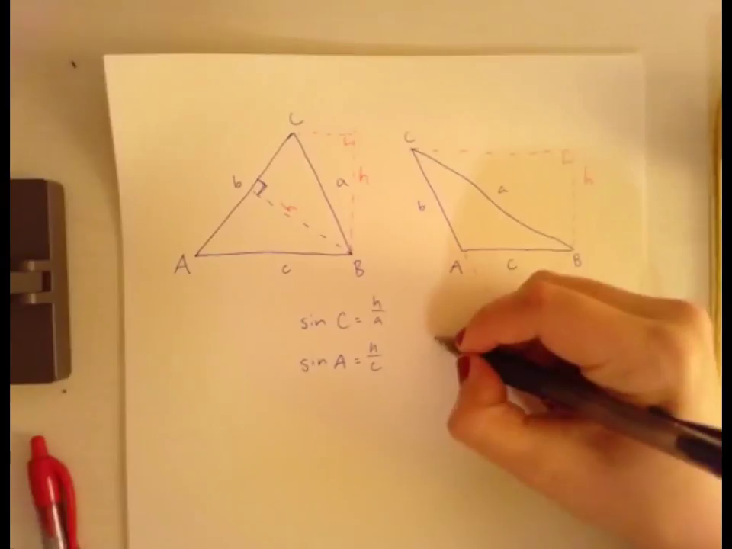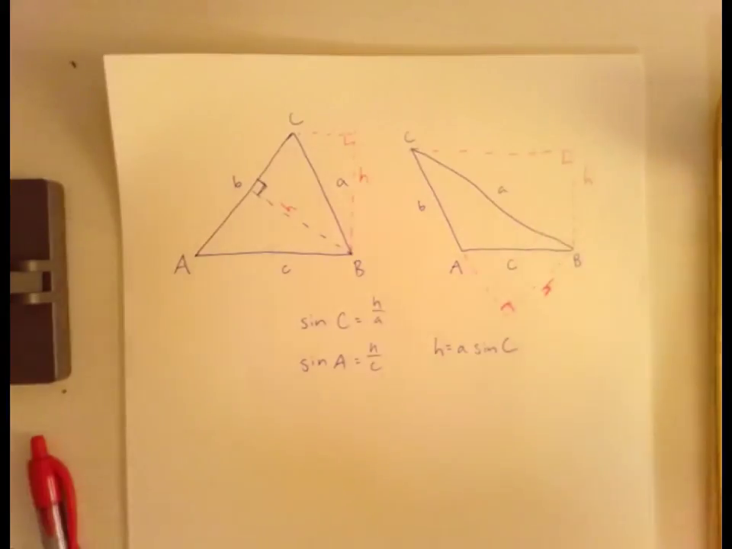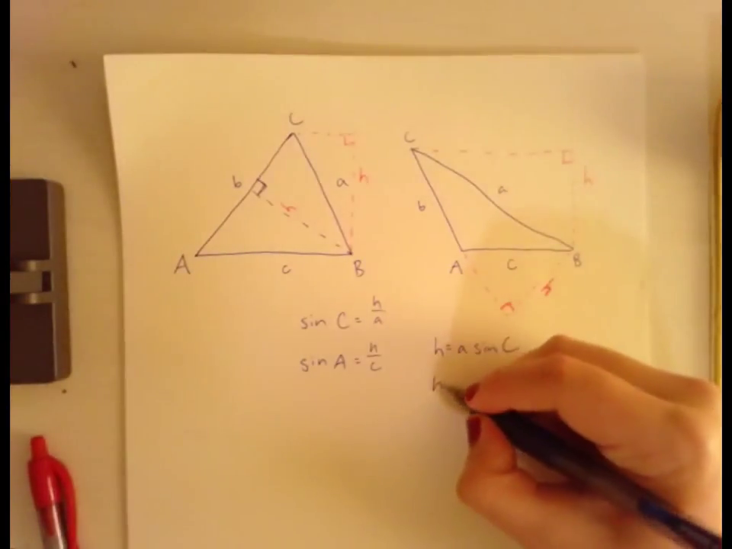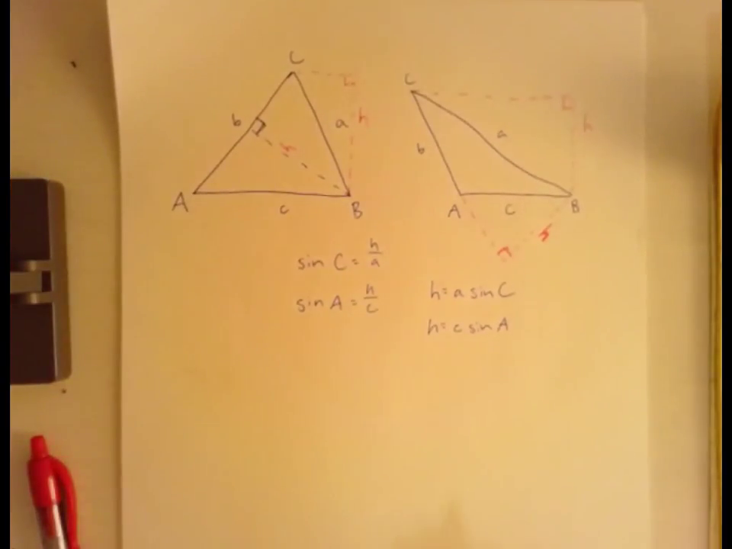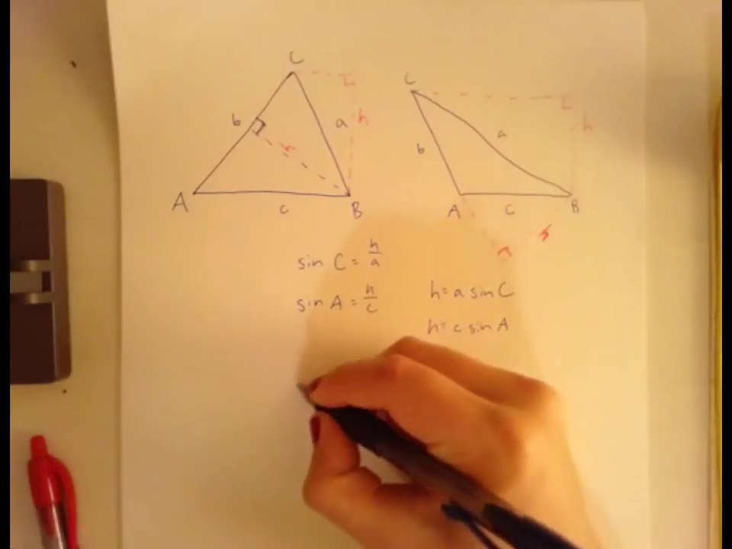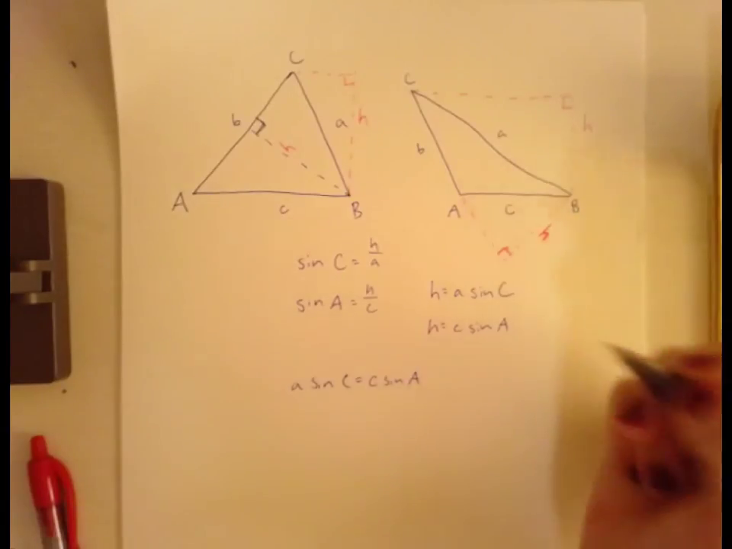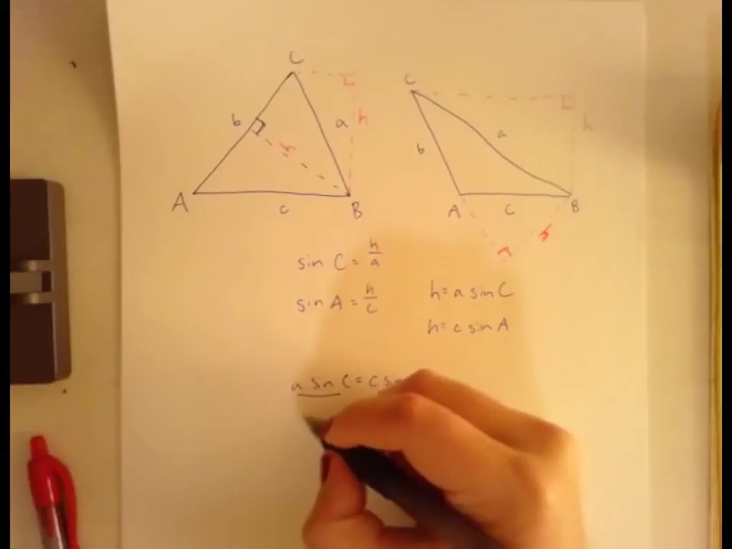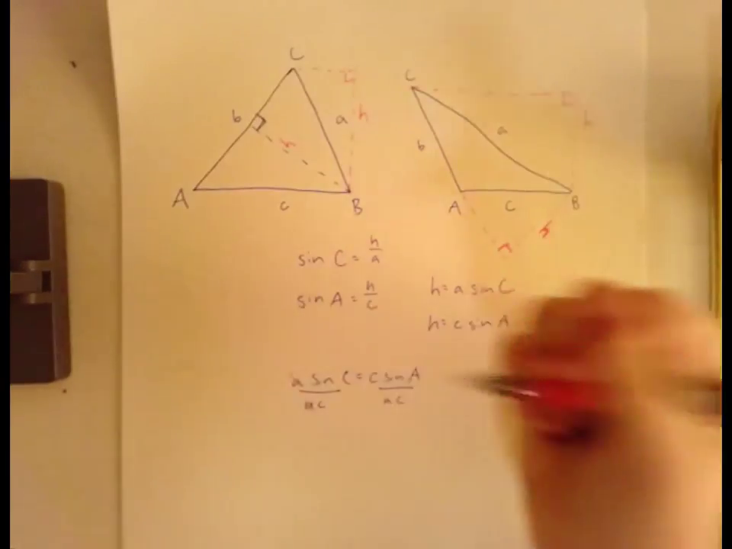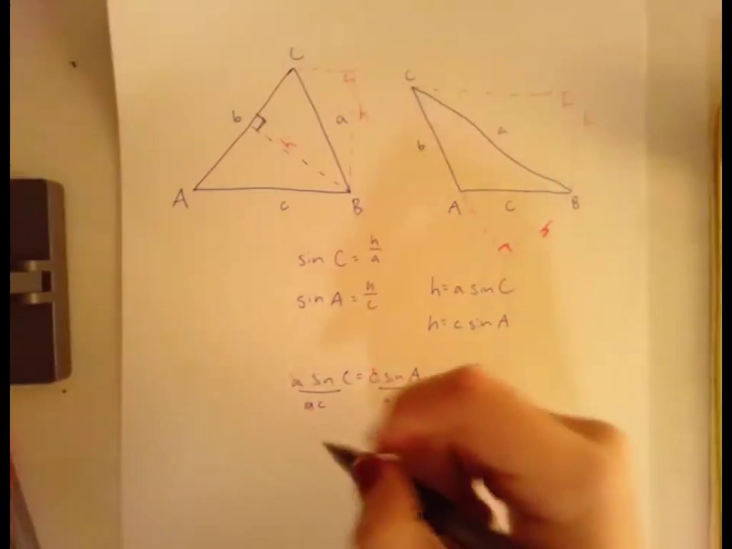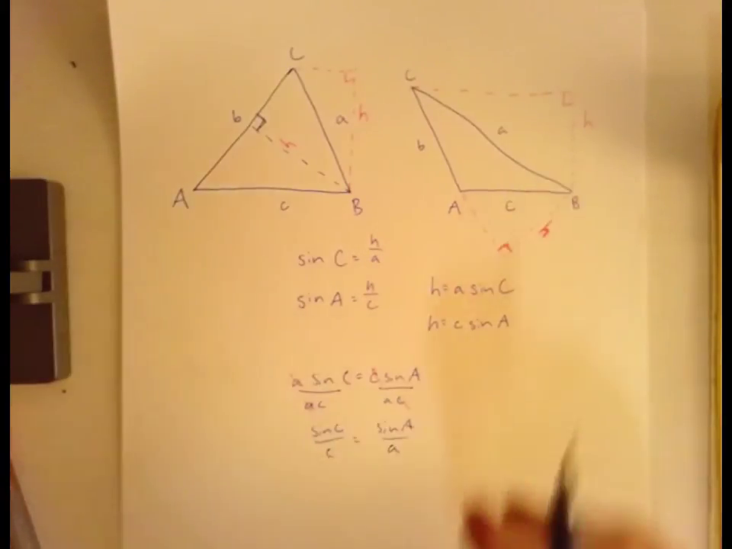Let's do that right over here. For the first one, H is the same as A sine of C. For the second one, H is the same as C sine A. And just like before, now that I have two equations for H, I set them equal to each other. A sine C equals C sine A. Again, similar to last time, I divide both sides by AC. The A's cancel on the left, the C's cancel on the right, and I get sine of C over C equals sine of A over A.